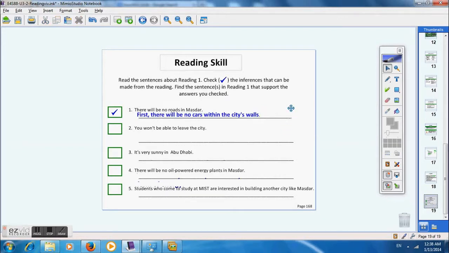How about number 2? You won't be able to leave the city. We didn't see any statement that refers to this one. Okay, 3. It's very sunny in Abu Dhabi. Again, there's none.